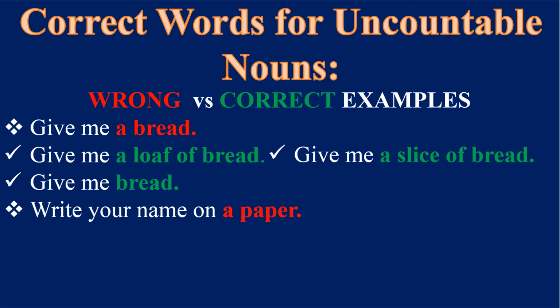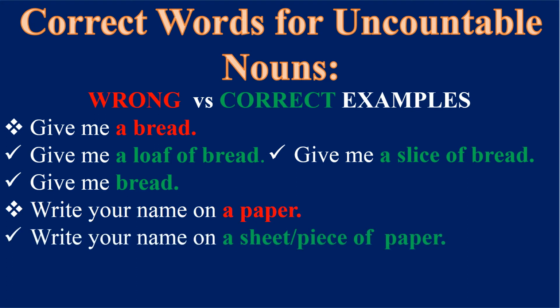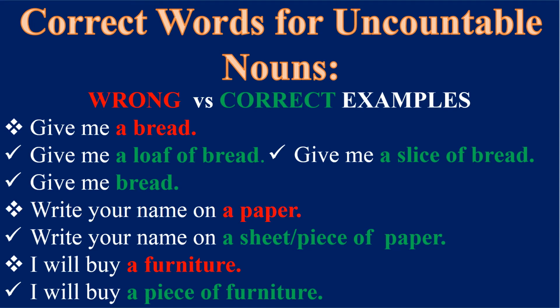Write your name on a paper is wrong. You use write your name on a sheet of paper, or write your name on a piece of paper. Next, I will buy a furniture is wrong. You use I will buy a piece of furniture. More examples.